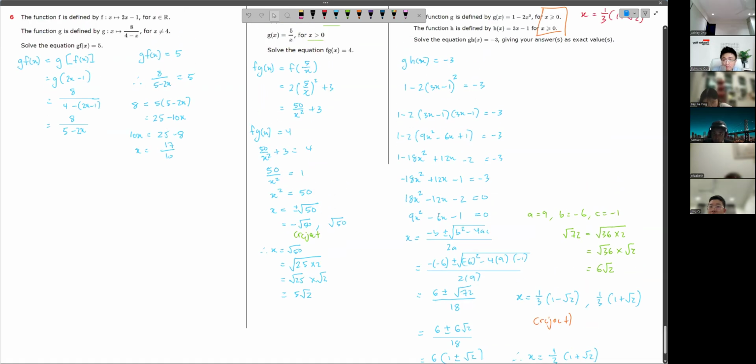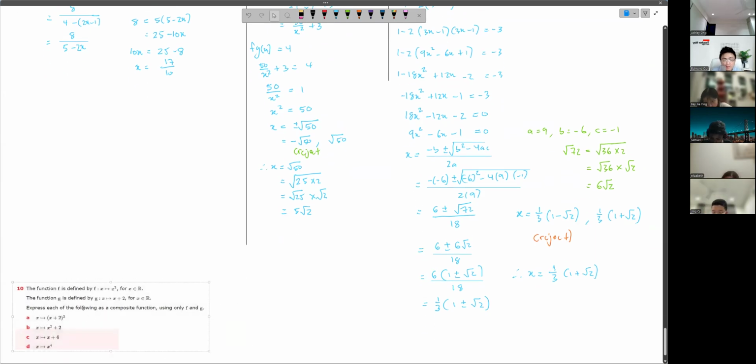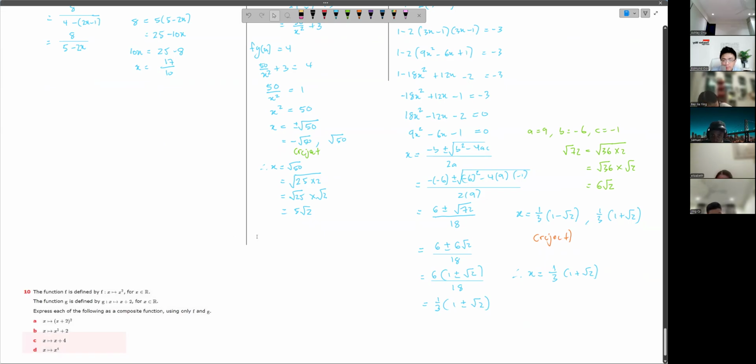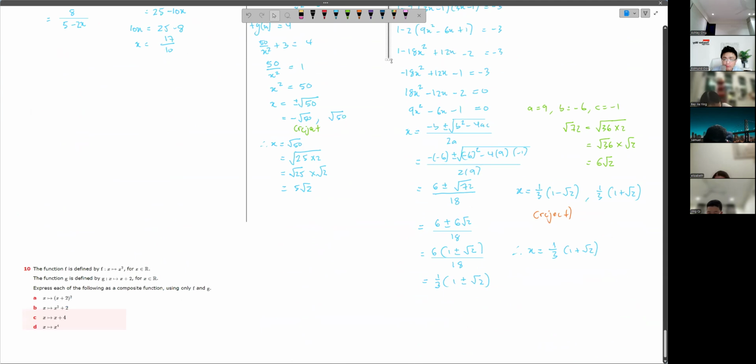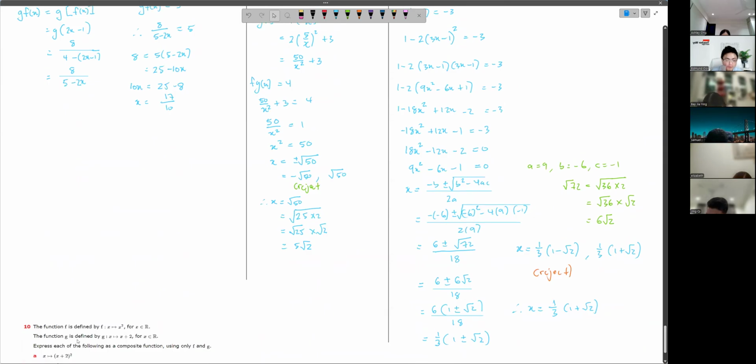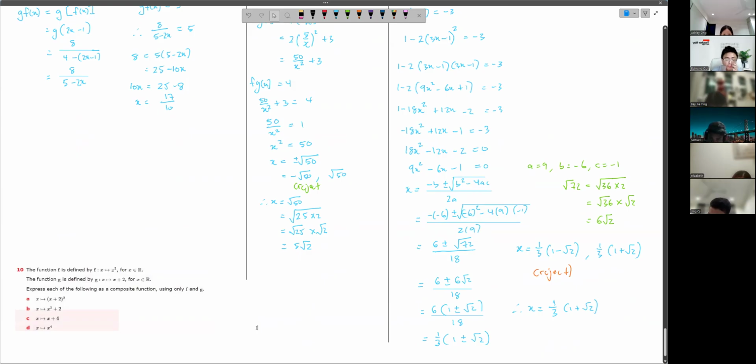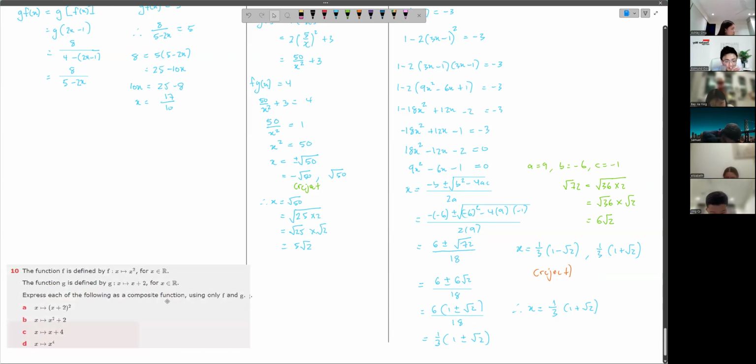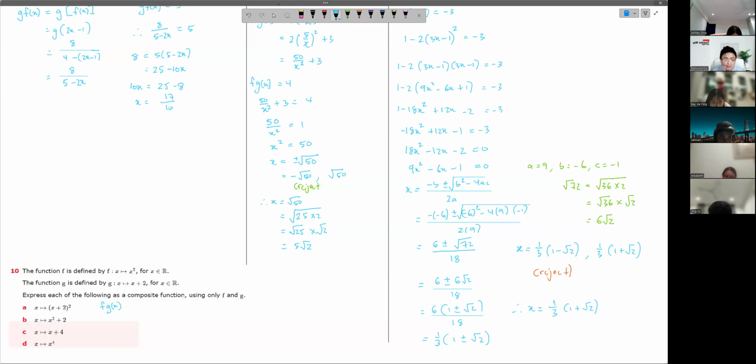Okay, if you're already done with this, you can try question 10 first. It's something different, just try. So basically for question 10, I do the first question so that you know what it is actually asking. So the first question, your answer is f of g of x, right? Because you put g into f and you will get this one, right? Now you try B, C, and D.